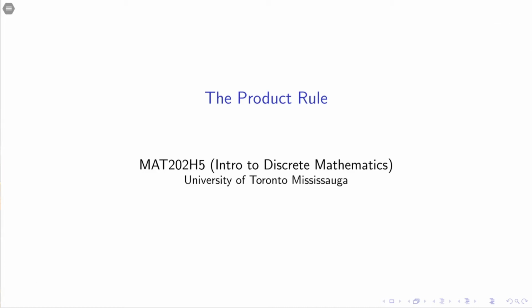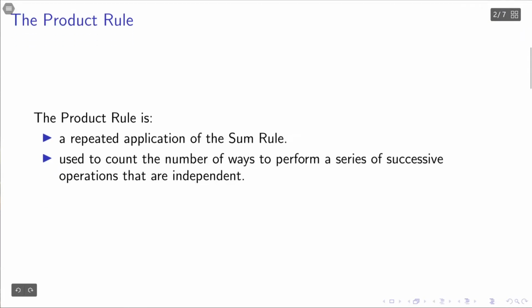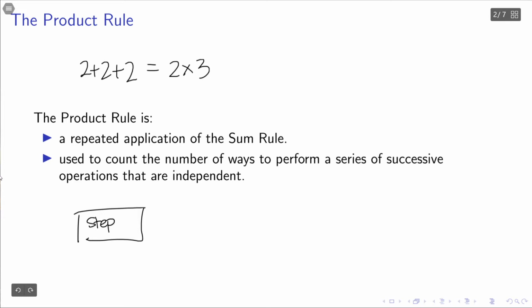The product rule. In the same way that multiplication is just repeated addition, the product rule is simply a repeated application of the sum rule. It is used to count the number of ways to perform a series of successive operations that are independent of one another.